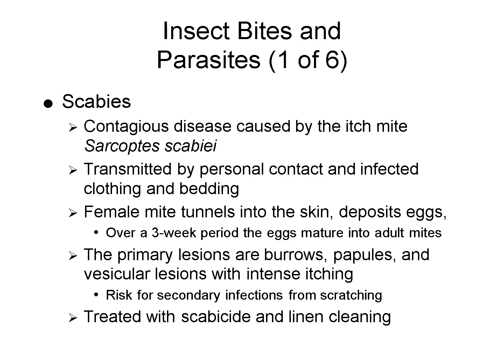Scabies is a contagious skin condition caused by the itch mite Sarcoptes scabiei. It spreads through close personal contact or by sharing infested clothing or bedding. The female mite burrows into the skin, lays eggs, and causes intense itching. Lesions often appear as burrows, small bumps, or vesicles, and are prone to secondary infection from scratching.